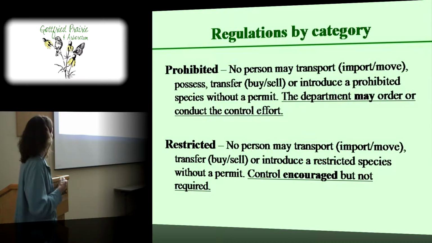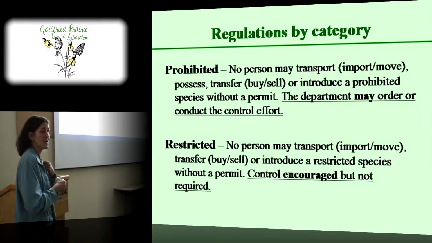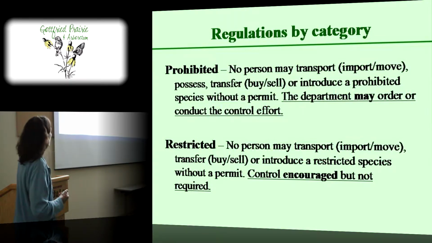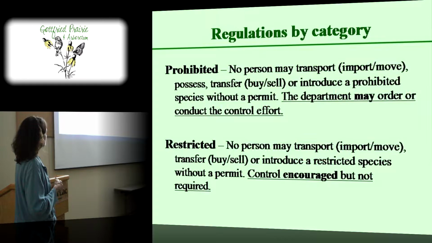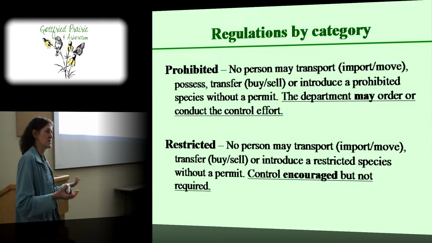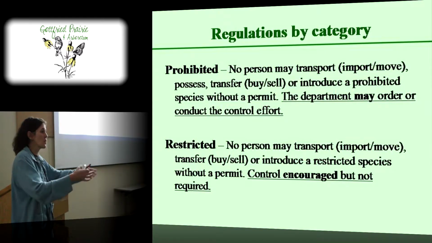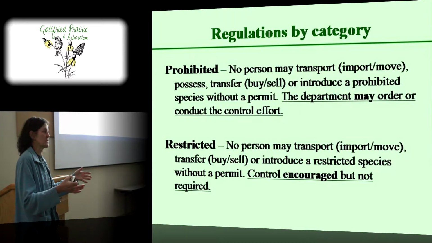And so the difference in the regulations is that for both of these groups, you can't transport them, which means move them around, either intentionally or unintentionally. You can't transfer them, buying them, selling them, giving them away. And you can't introduce them. For a plant, that means putting it out on the landscape somehow. The big difference is this: possess. For plants in Wisconsin, if you have a plant on your property, you're in possession of it. Whether you introduced it there or not, every weed on your property, you're in possession of.